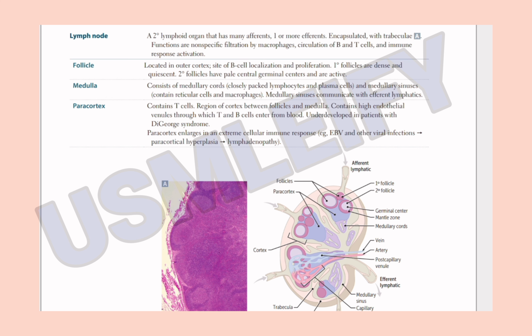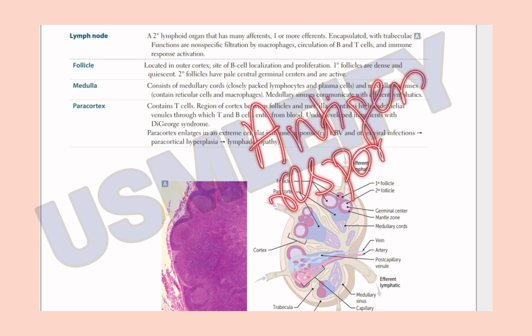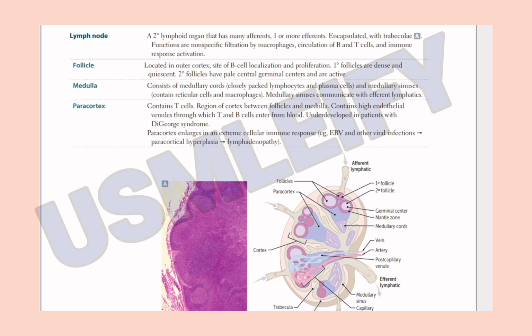Talking about the cortex, it contains the follicles and the B cells. The follicle is located in the outer cortex. It is the site of B cell localization and proliferation. Primary follicles are dense and quiescent, whereas secondary follicles have pale germinal centers and are active. Germinal centers contain activated B cells and plasma cells, and they are involved in B cell activation, known as the antigen response. Lymphatic nodules are B cell clusters, the B cell zone. So the cortex is basically B cells plus follicles plus germinal centers.